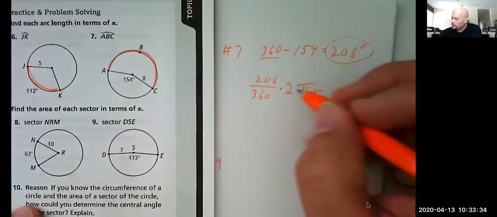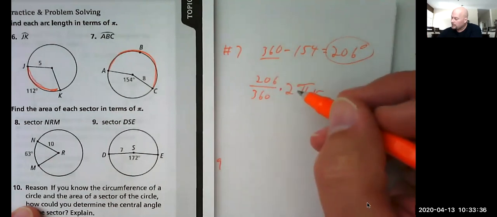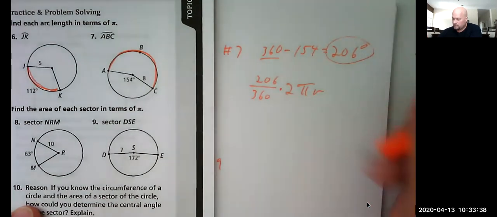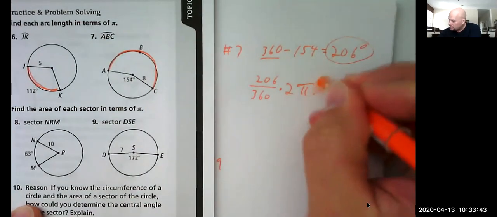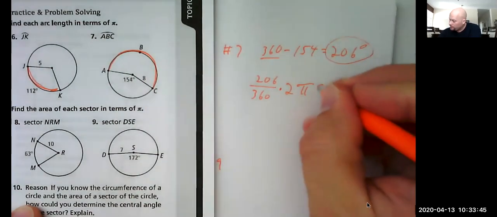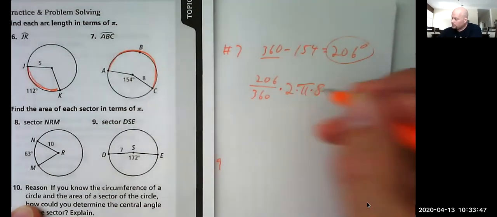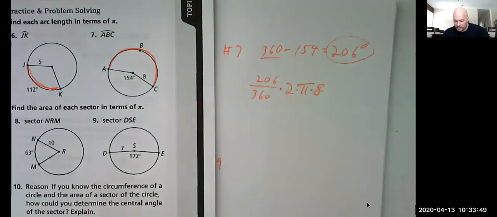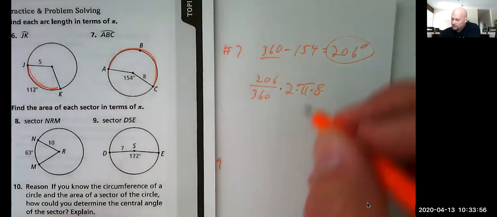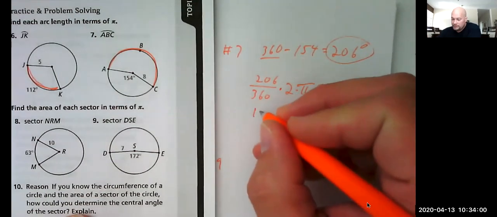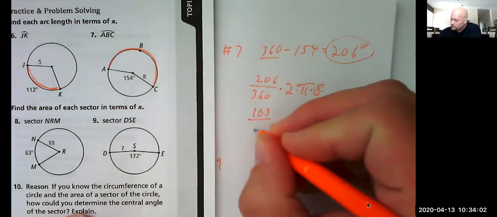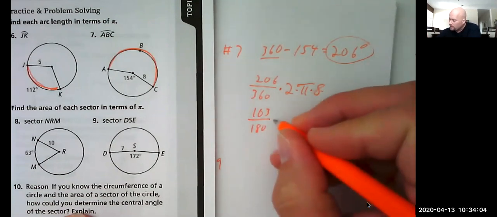All right, so again, measure over 360 times circumference of a circle, which on this one, we know the radius is 8. So we're going to go ahead and plug in 8 for that r. So now the 206 divided by 360, we could reduce that, but only by 2. So it's not going to look very nice. But again, it wants it in terms of pi. So I'm going to go ahead and reduce it by 2.